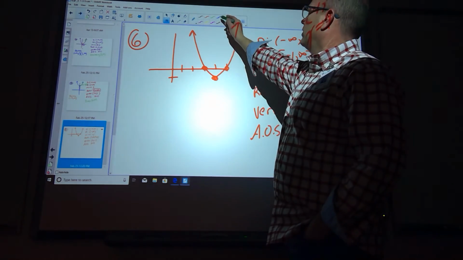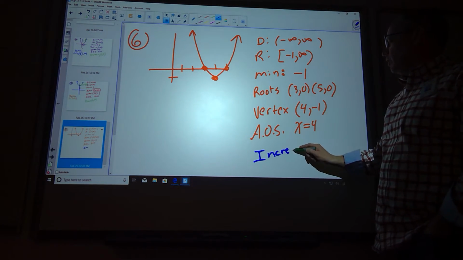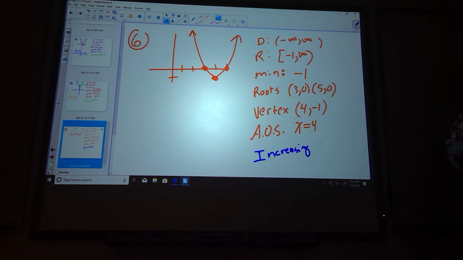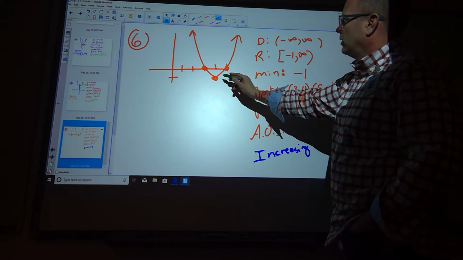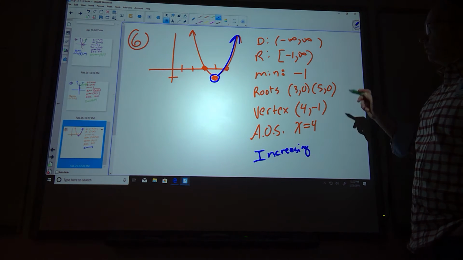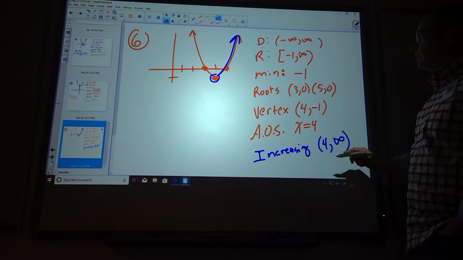Interval where it's increasing. So is it increasing on the right side of the vertex or the left side? On the right. So it's increasing over here. So it's going to go from 4 to infinity, increasing.